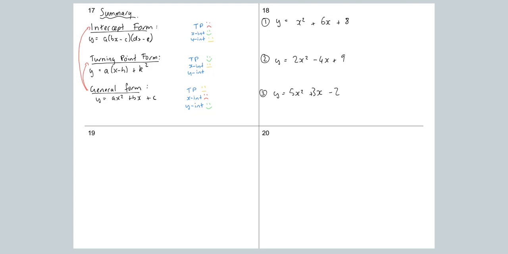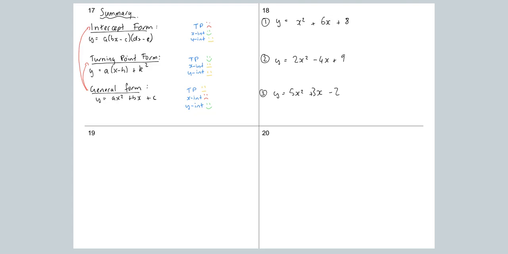And for turning point form, for the y-intercept, I'd probably rate it the same. It's okay. It's just substituting 0 in and solving. It's not that bad. It's not awful. So yeah, that's how I'd rate them.